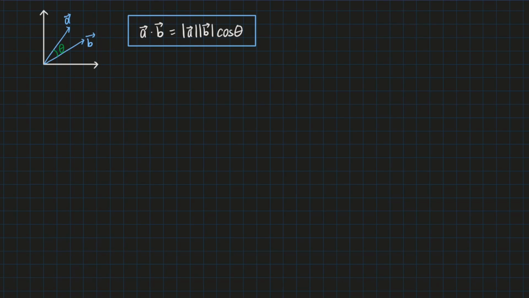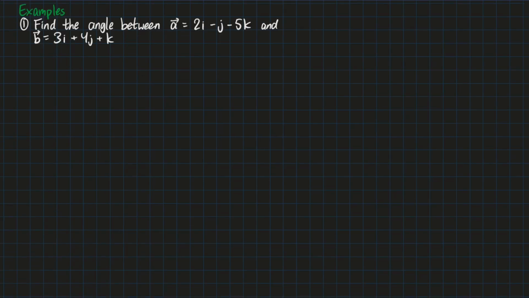If we are given the vectors a and b, and we want to find the angle between them, we can rearrange this formula to get theta equals the inverse cosine of a dot b divided by the product of their magnitudes. So now let's do some examples.